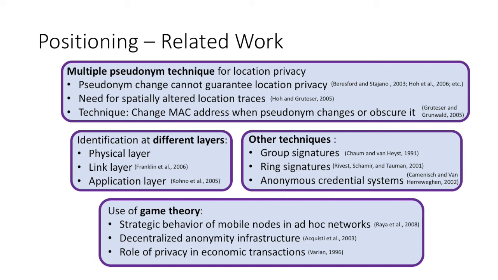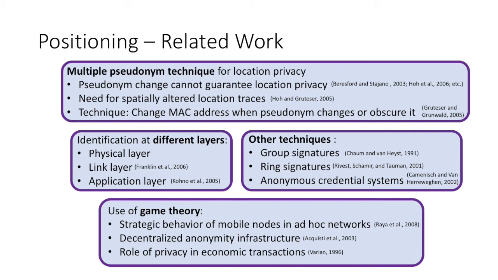For example, at the physical layer, where wireless transceivers can identify wireless devices using different techniques, as explained by different papers. At the link layer, Franklin and colleagues describe that it is possible to distinguish between devices and drivers. At the application layer, identification of devices based on clock skews is explained, as developed in the paper of Kohno and colleagues of 2005. These papers show that higher layer privacy mechanisms are useful, for example, mixed zones.